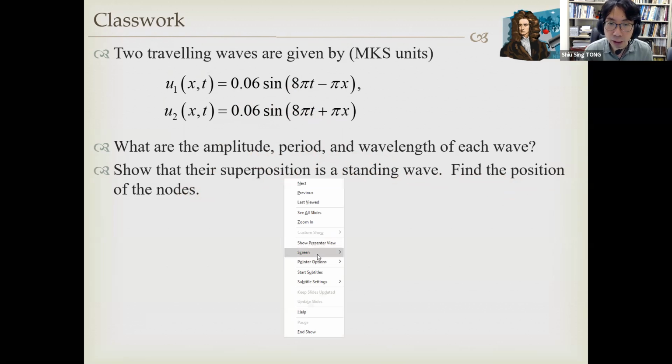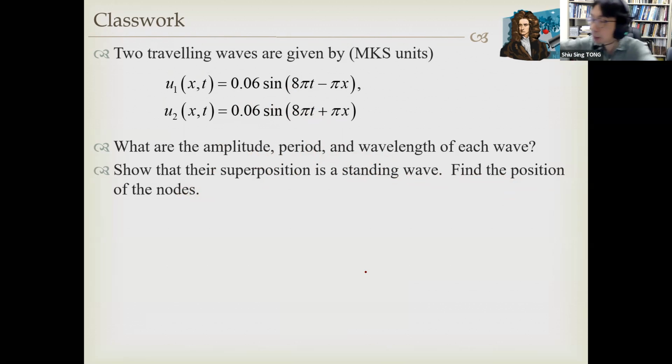Now I give you the hints. I hope you remember that formula. It's a superposition of the sine function. If you have sine A added to sine B, that becomes 2 sine of (A plus B) over 2 times cosine of (A minus B) over 2. Okay, so try to apply this on these two waves and see what standing wave you get.